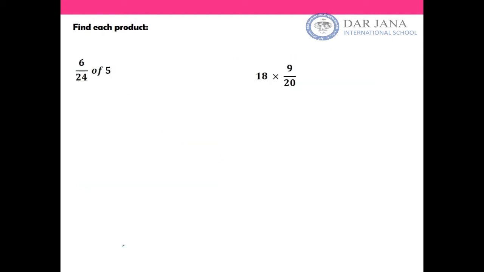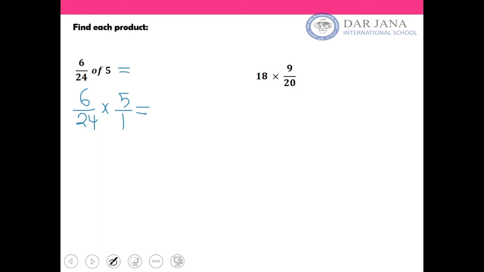Okay, let's take another example. 6 over 24 of 5. So I will write it again. 6 over 24 times 5 over 1. Okay, remember, we can simplify any numerator with any denominator. I cannot simplify the 5 and the 24, but I can do the 6 and the 24.